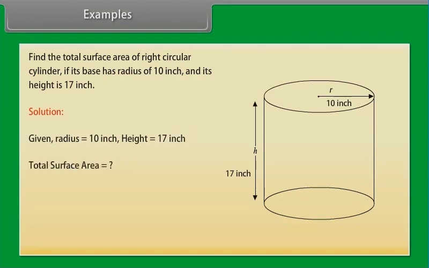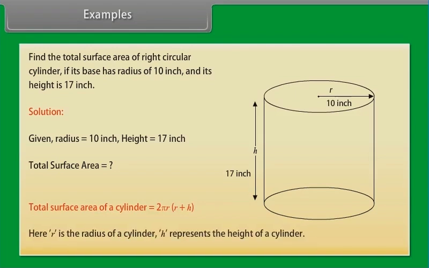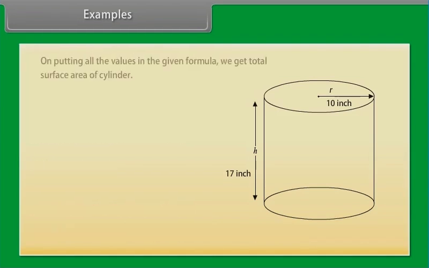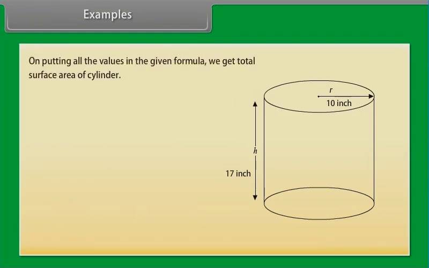We know that the formula for finding the total surface area of a cylinder is given by total surface area of a cylinder equals 2 pi r into r plus h. Here r is the radius of the cylinder and h represents the height of the cylinder. On putting all the values in the given formula, we get the total surface area of the cylinder.